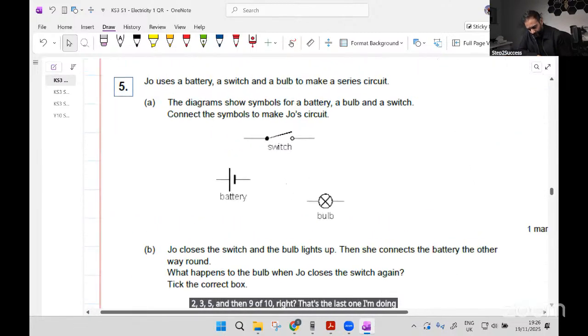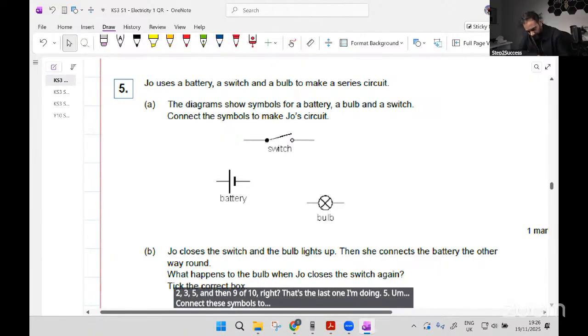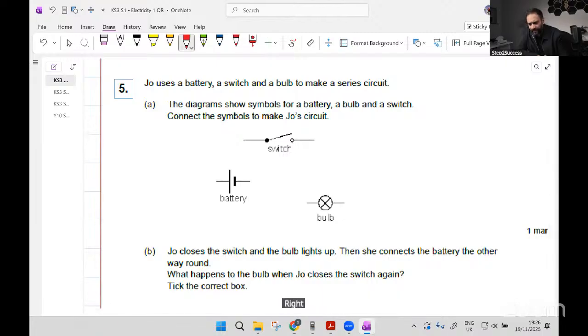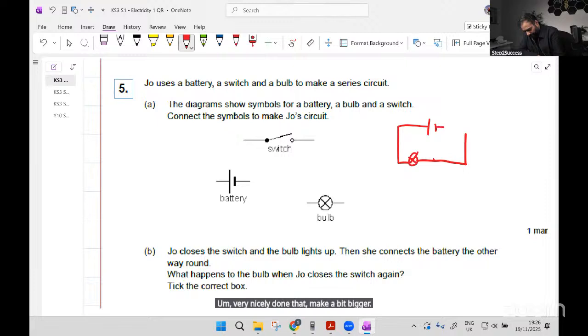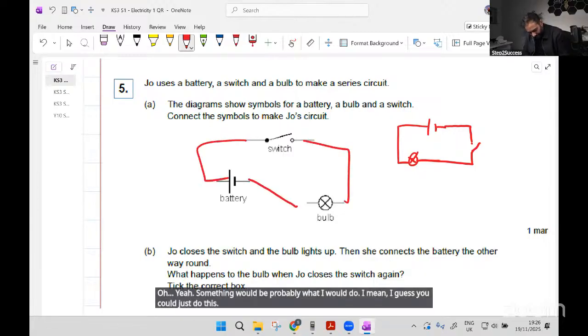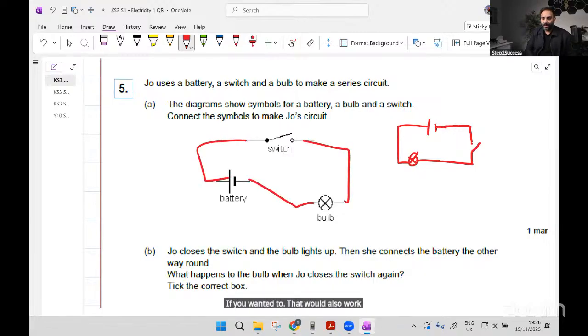5. Connect these symbols to make Joe's circuit. Okay. Right. I'd probably just redraw it again and go battery, bulb, and then switch. Something like that. Just put it together into one circuit. That's how we draw a circuit. Not very nicely done that. Make it a bit bigger. Yeah, something like that would be probably what I would do. I guess you could just do this if you wanted to. That would also work. I've just redrawn it again.